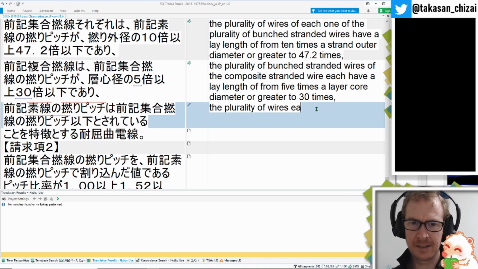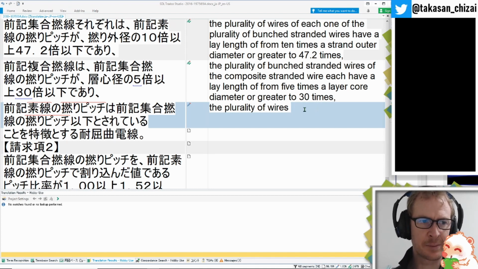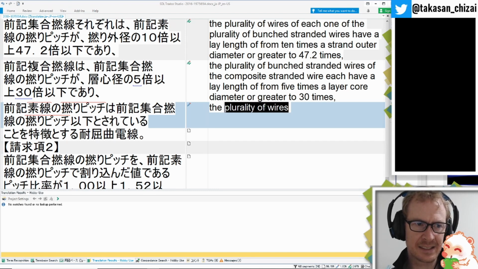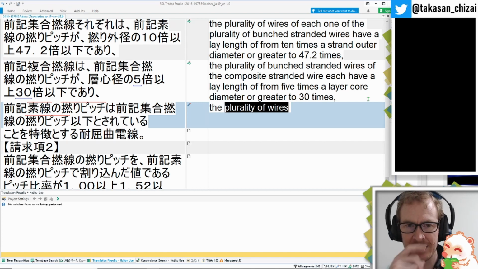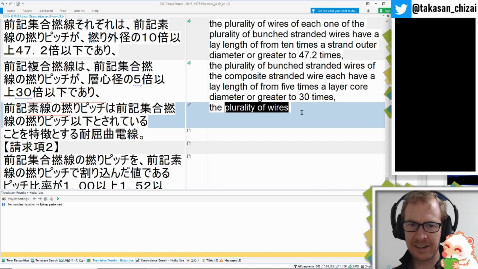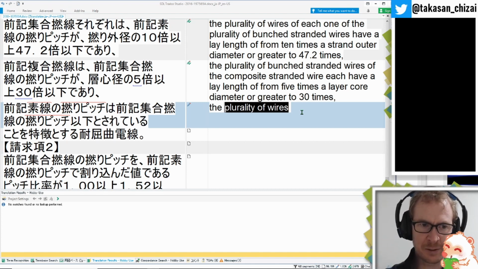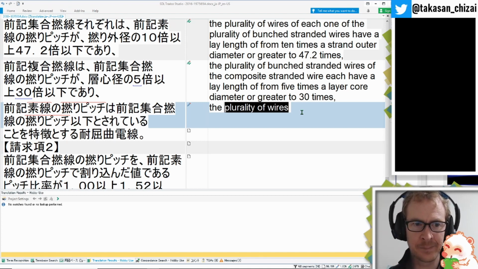Let's try, if we don't put each there, the plurality of wires has a lay length. Then this plurality of wires, this exists in each bunch-stranded wire. So remember, there's a plurality of bunch-stranded wires, and each of those stranded wires has a plurality of wires. So I want to focus on one stranded wire and talk about that plurality. That's what I'm trying to do here.